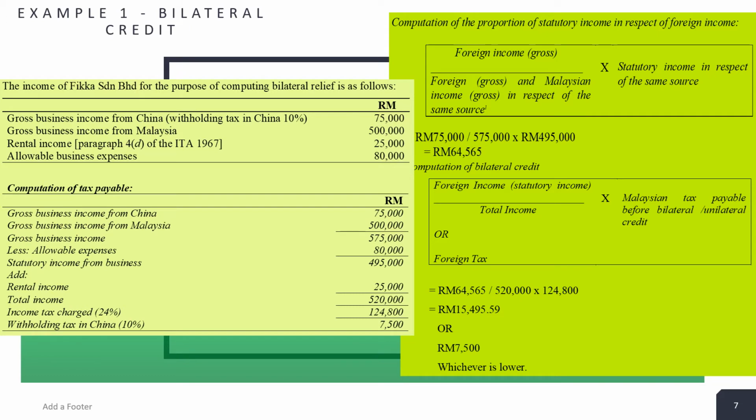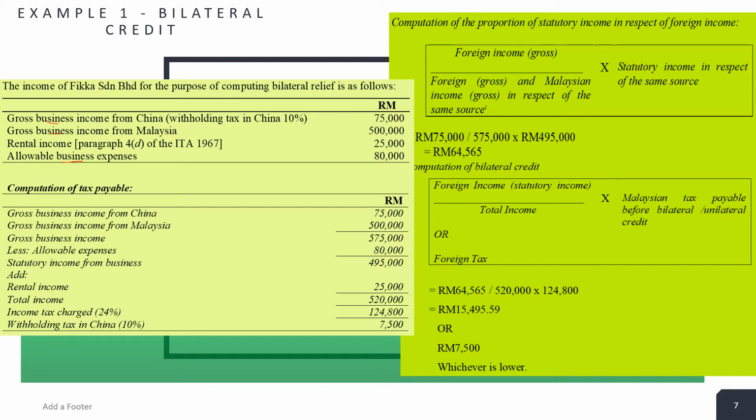This one is an example on bilateral credit. Fikas Nebrahat has the following income: gross business income from China, gross business income from Malaysia, rental income, and allowable business expenses. So what you need to do first is the computation of tax payable.